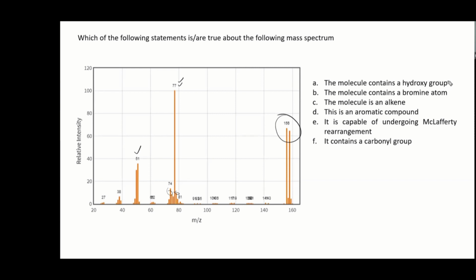Okay, the molecule contains a hydroxy group, right? If you want to know whether a molecule contains a hydroxy group or not, you should see whether you have an M minus 17. What I mean by that is, if we have a hydroxy group, you'll see a molecular ion peak, and then you'll see a molecular ion peak minus 17 in the mass spectrum, which corresponds to an OH group.